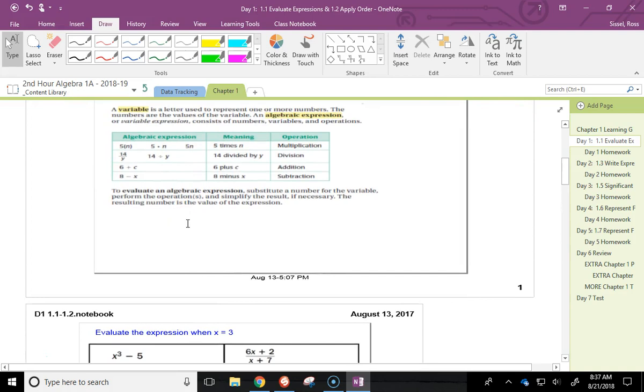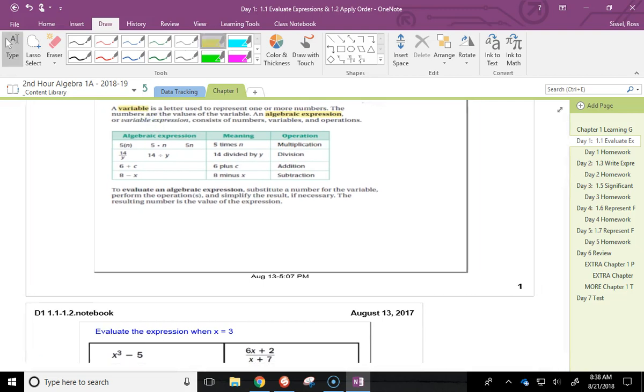It says, a variable, this is important, a variable is just a letter, this is what makes it algebraic. A variable is a letter used to represent one or more numbers, or an unknown number. We don't know what the value is yet. The numbers are values of the variable. An algebraic expression, or variable expression, consists of numbers, variables, and operations.